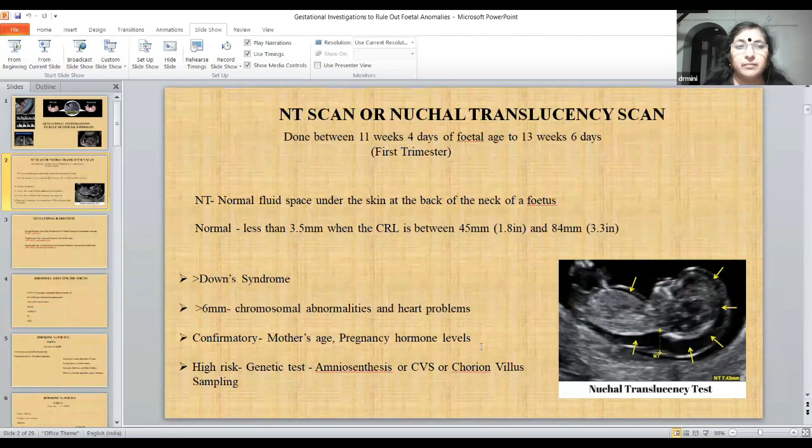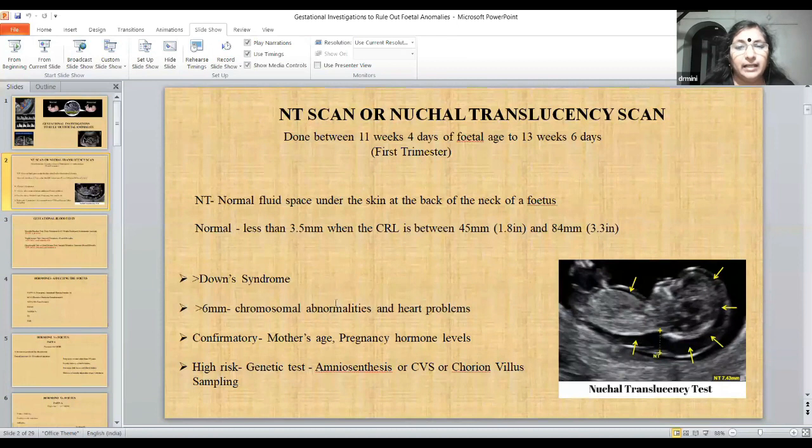There are some correct measurements, as said in the other slides. So this can be confirmed with the other blood test, checking the pregnancy hormone levels. High risk means 6 millimeters or more, or more than 3.5 millimeters, along with the mother's age and the pregnancy hormone levels.